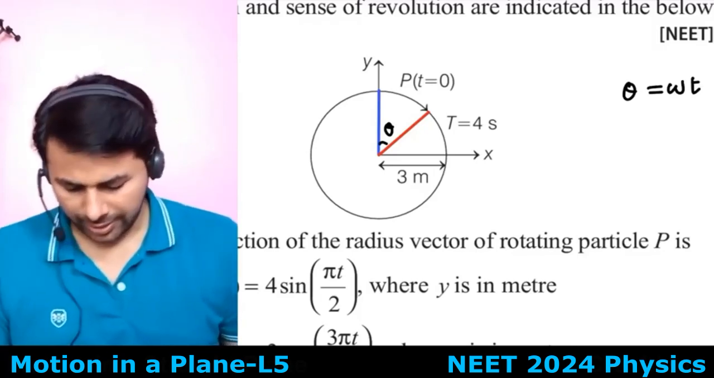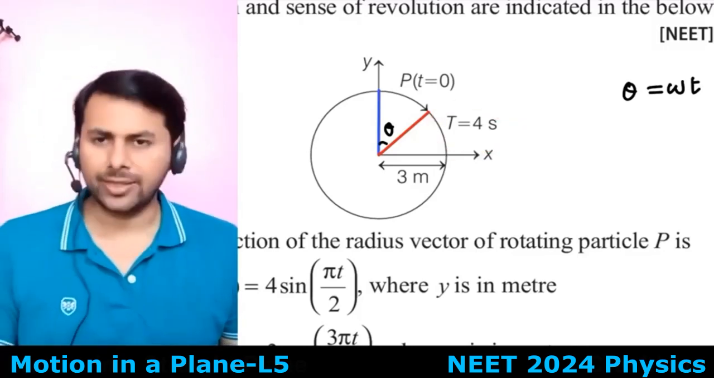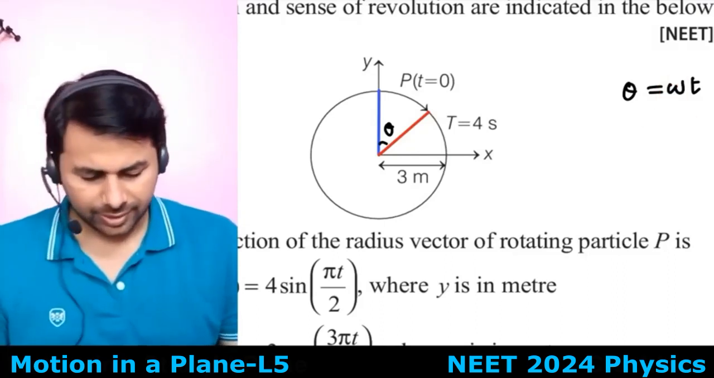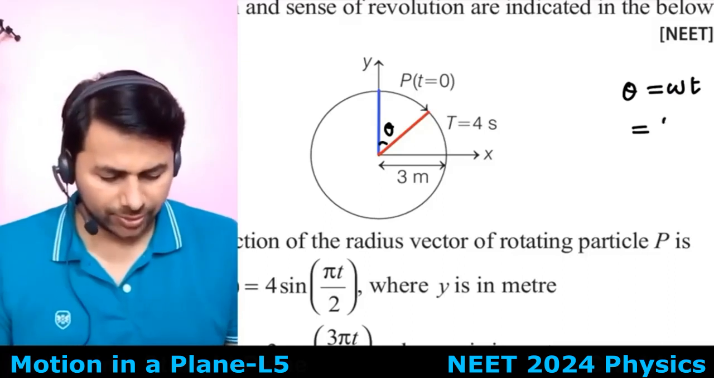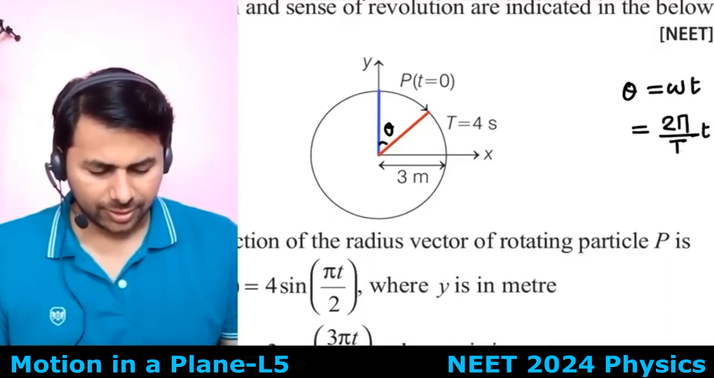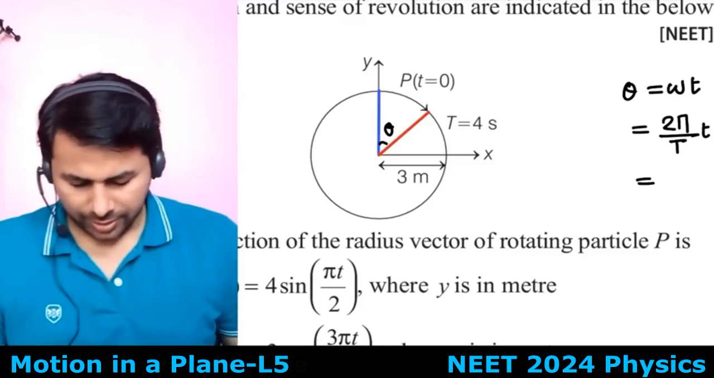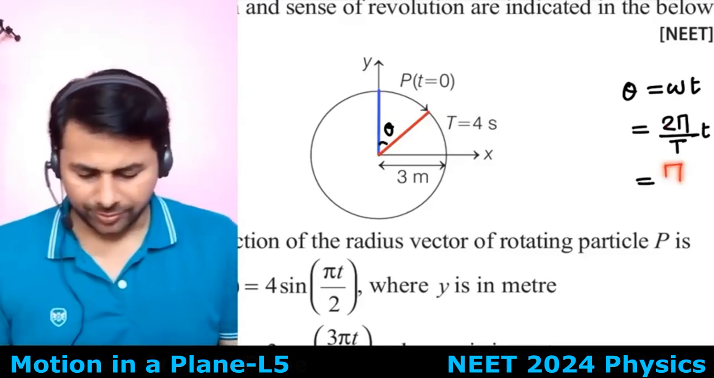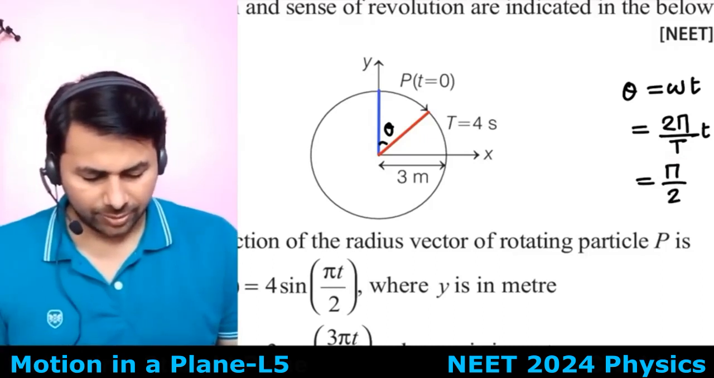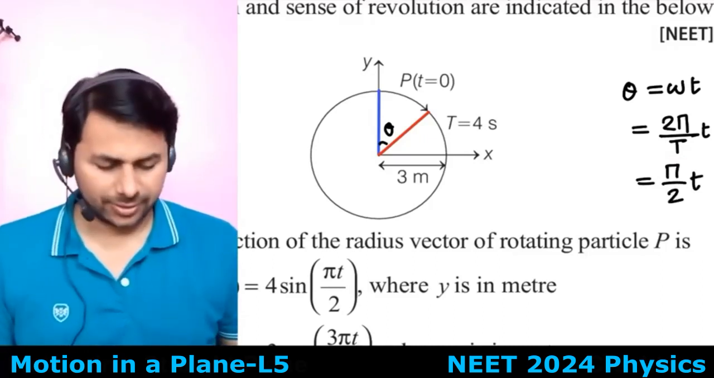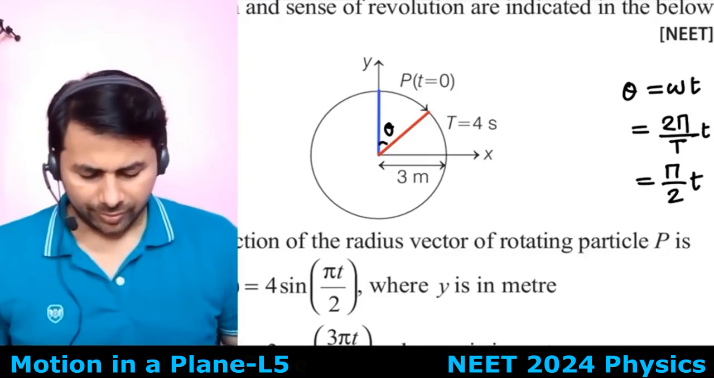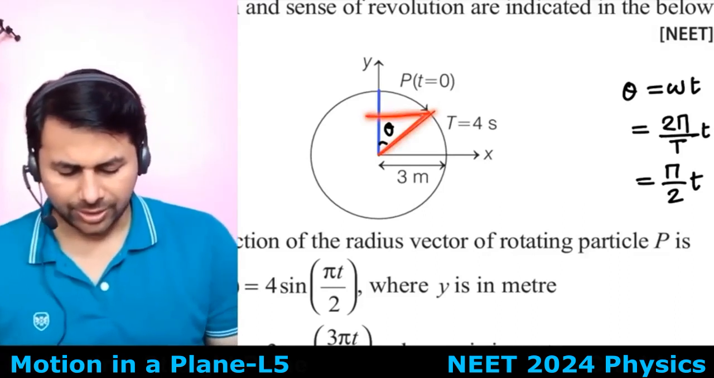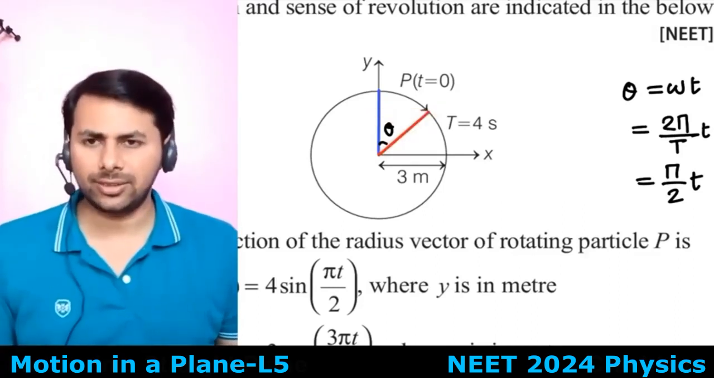And you have T equals 4 seconds. So, omega is 2 pi upon T. So, T is 4. That means it will be 2 pi divided by 4 or pi by 2. So, theta is pi by 2 multiplied by t. Now, you want y projection. Is it given by sin theta or cos theta?